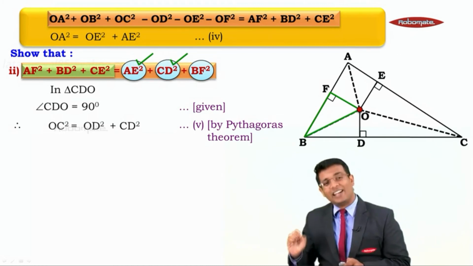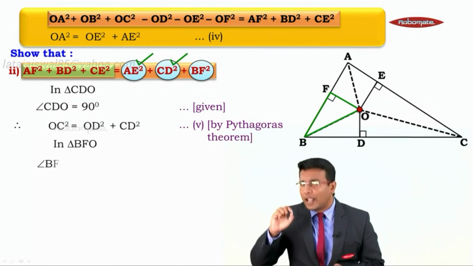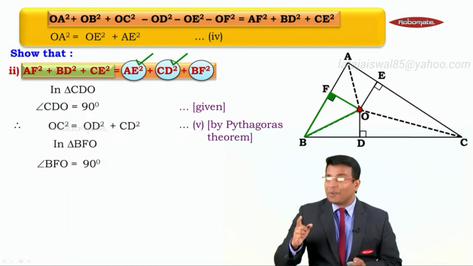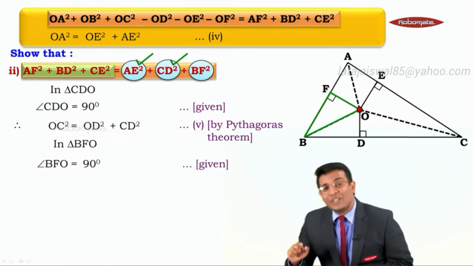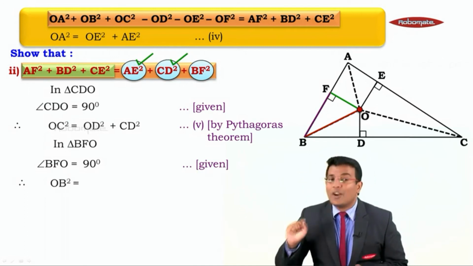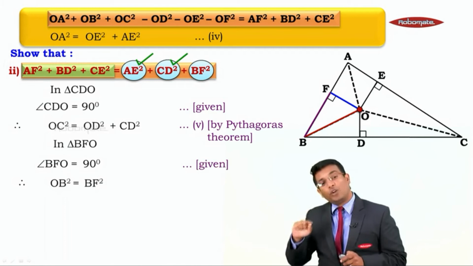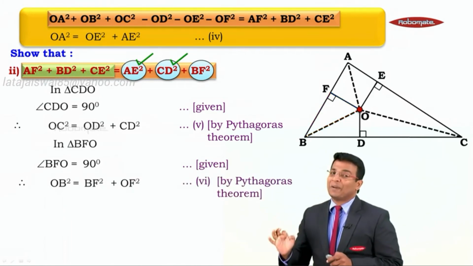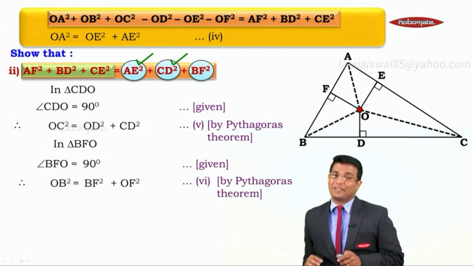So we get here in triangle BFO, angle BFO is equal to 90 degree. Why 90 degree? Because it is given to us. That means when we apply Pythagoras theorem, we will get OB square is equal to BF square plus OF square, which is our statement number 6. Reason is by Pythagoras theorem.